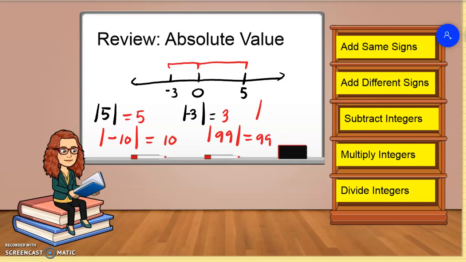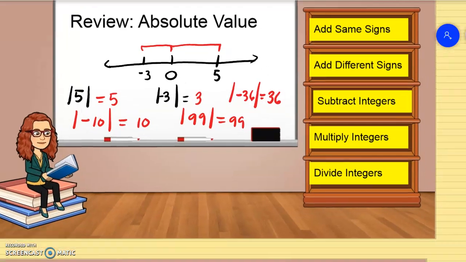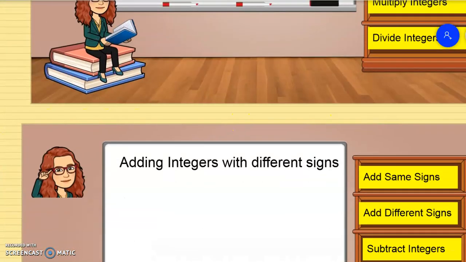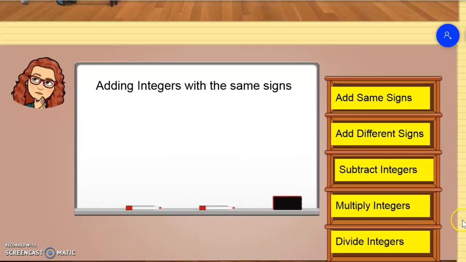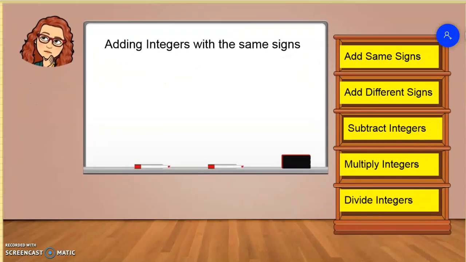The absolute value of -36, whatever number that is, if it's positive or negative, the answer, if we're asked for the absolute value, is always its positive value. Right? Okay, now let's proceed to adding integers. First, we're gonna add integers with the same signs.